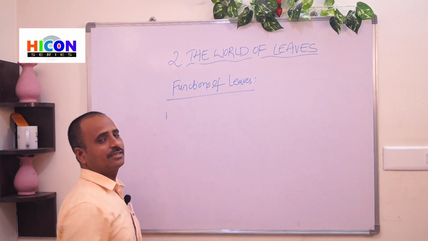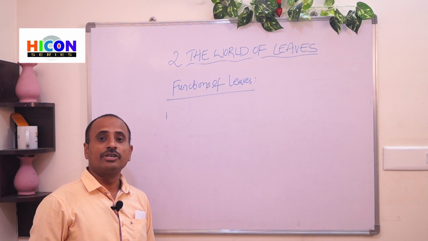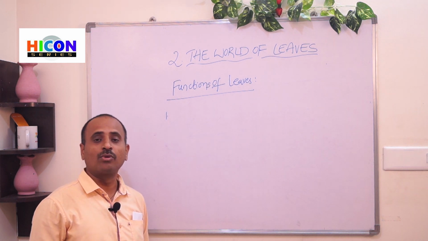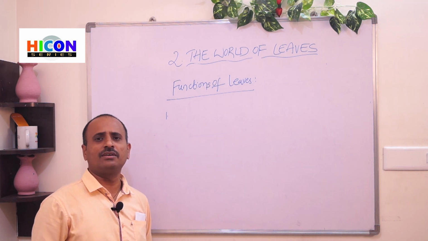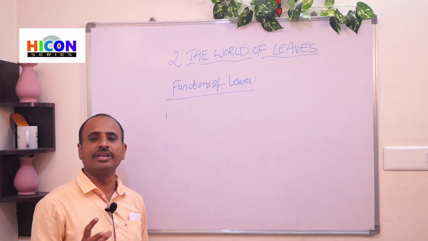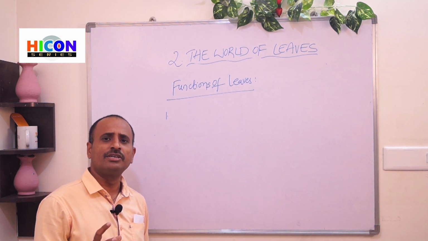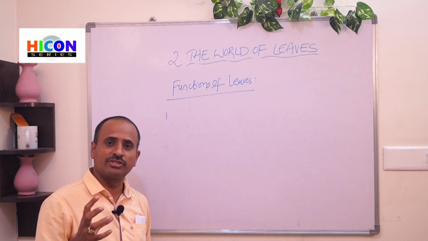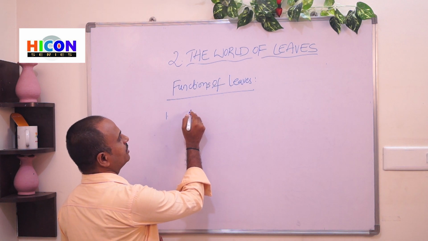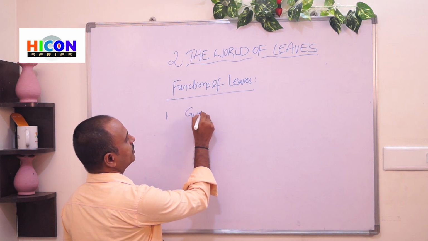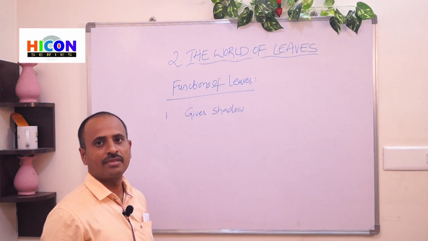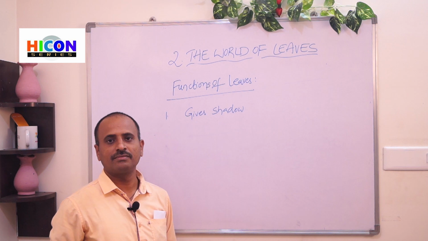The first one is, these plants give shadow during hot summer days and cool the environment. For example, trees like the banyan tree, mango tree, and neem tree give an extensive shadow during the hot summer days. So the first function is giving shadow during hot summer days and cooling the environment.